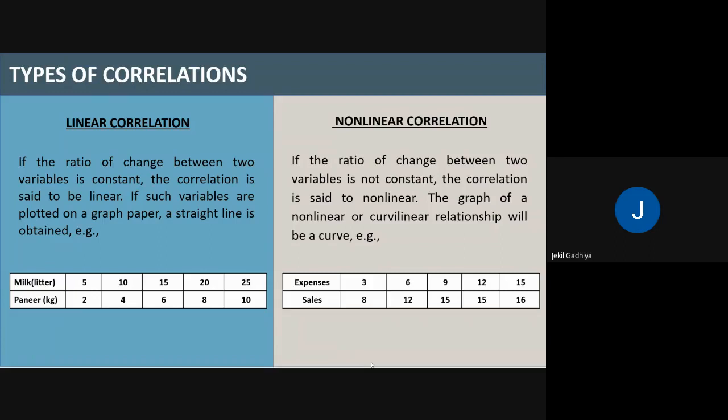So if the ratio is maintained, then we can say that it is linear correlation. And if you draw the graph of a linear correlation, then it is a straight line. Okay. And if the ratio fluctuates, then we can say that it is not linear, or we can say it is curvilinear. And why curvilinear? Because if you draw the graph, then it will be curved.